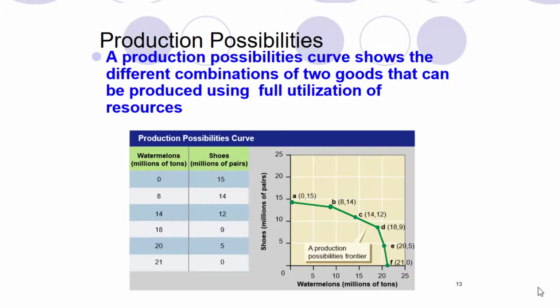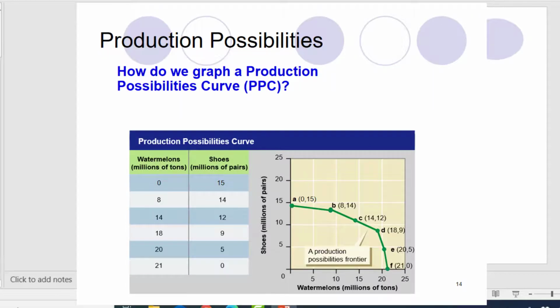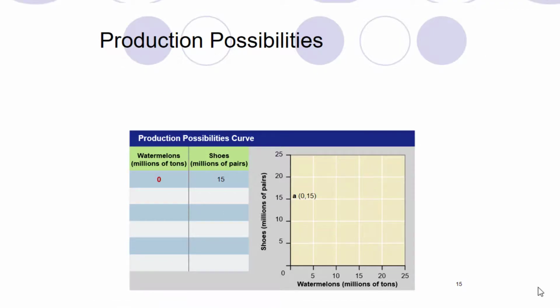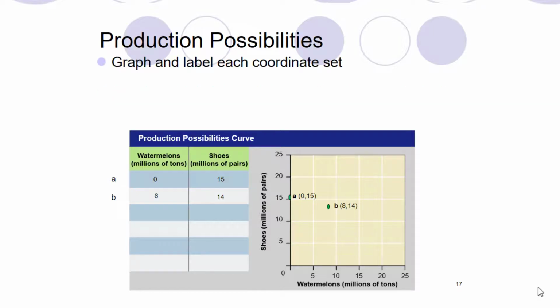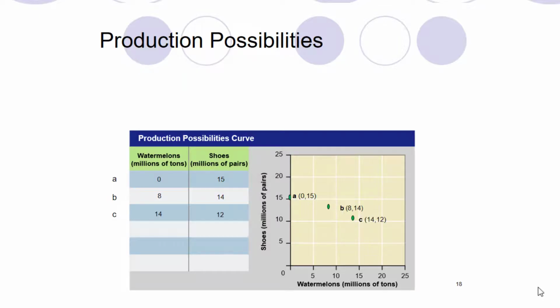The production possibility curve shows the different combinations of 2 goods that can be produced using full utilization of our resources. So how do we graph a production possibility curve? Again, just take the coordinates. Point A is at 0 watermelons and 15 million pairs of shoes. Point B, 8 million tons of watermelon and 14 million pairs of shoes. Point C, 14 million tons of watermelon and 12 million pairs of shoes. Point D, 18 million tons of watermelon and 9 million pairs of shoes. Point E, 20 million tons of watermelon and 5 million pairs of shoes. And point F, 21 million tons of watermelon and 0 shoes.